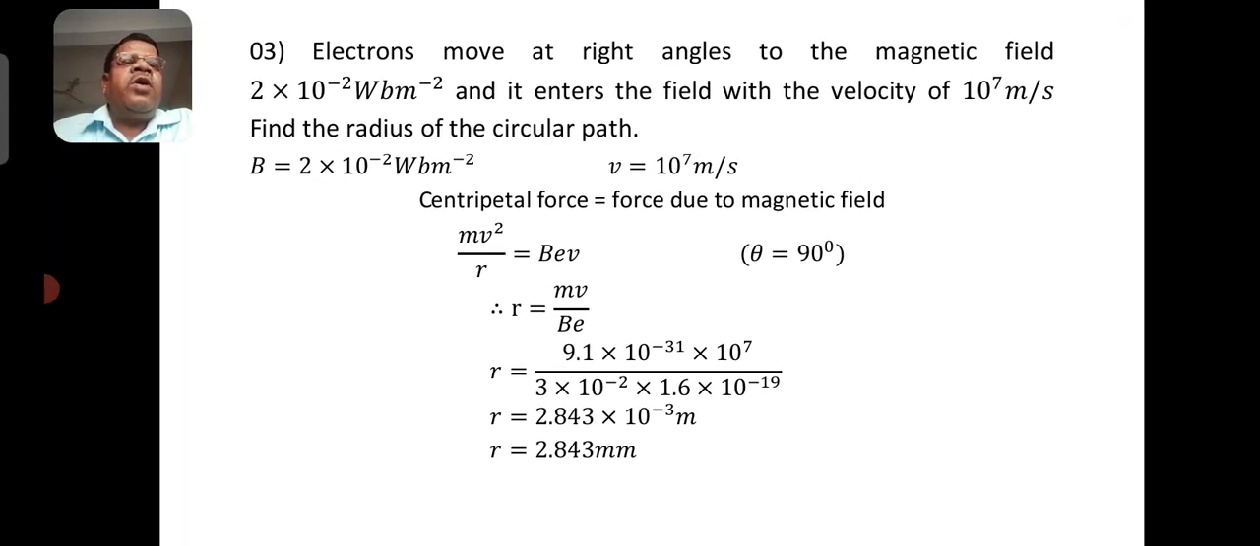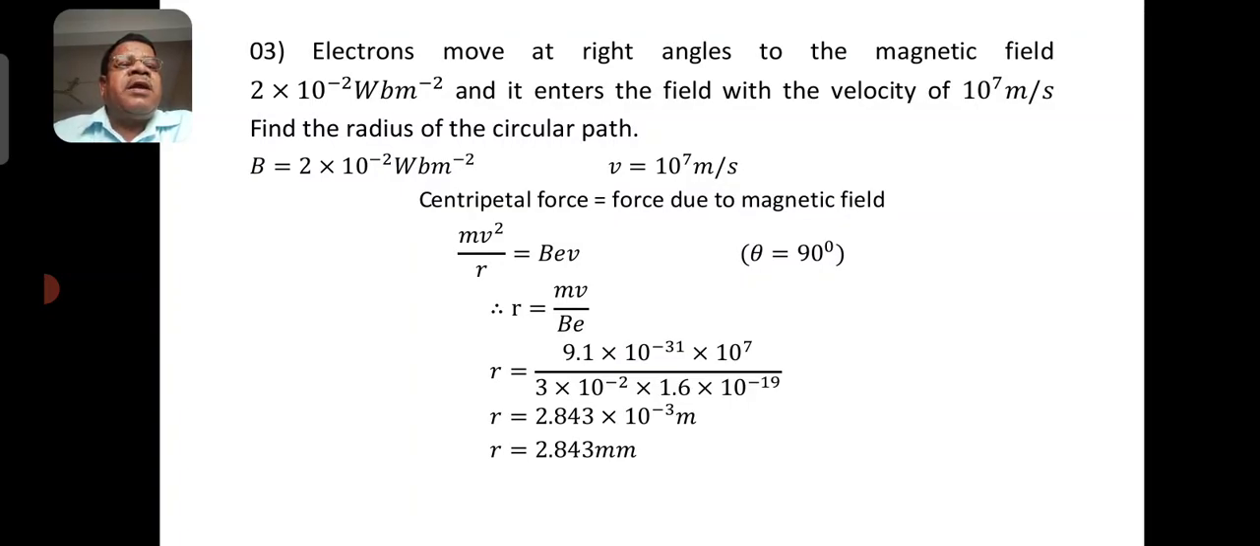Electrons move at right angles to the magnetic field 2 into 10 to the power minus 2 Weber per meter square, and it enters the field with the velocity of 10 to the power 7 meter per second. Find the radius of the circular path. See the given quantities. The strength of the magnetic field is given, B equal to 2 into 10 to the power minus 2 Weber per meter square, and the velocity with which the electrons are moving, that is 10 to the power 7 meter per second.